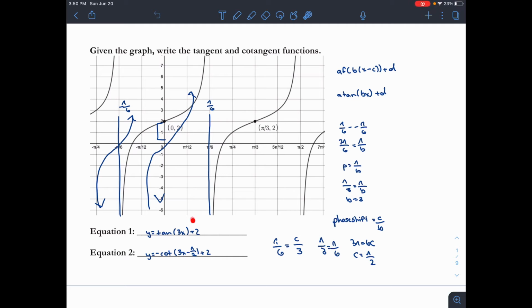So we just add 2 to get that equation. So that was the tangent function.